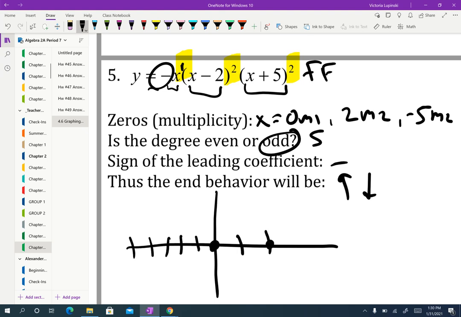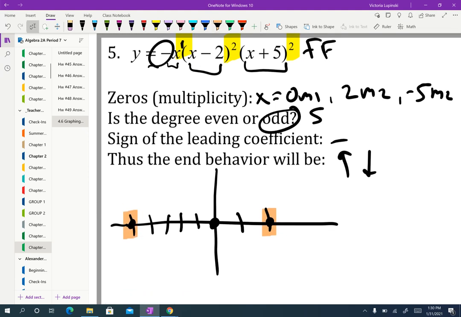And then -5. I'm going to just continue to highlight where anything special is happening. So here at 2 and here at -5, you're going to have a bounce at both places. So starting up and ending down, as you start up and you head towards the -5, you are going to touch it, but then you're going to bounce back up. You're going to go up a reasonable amount.